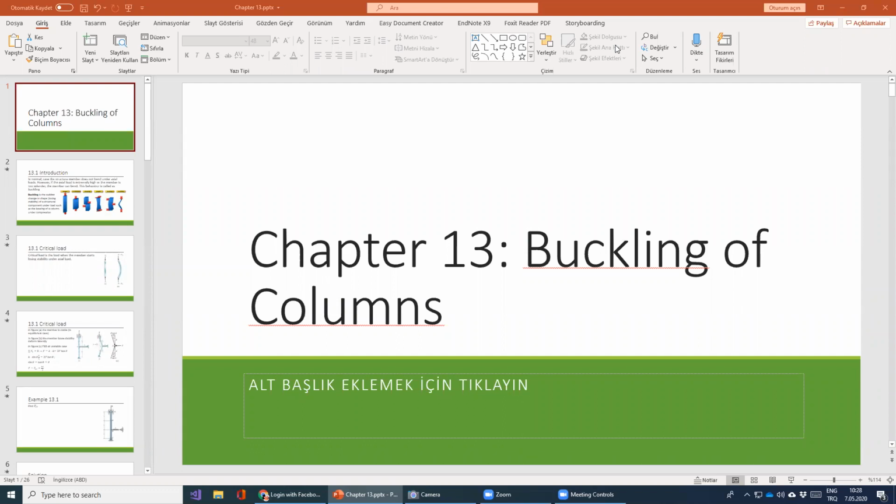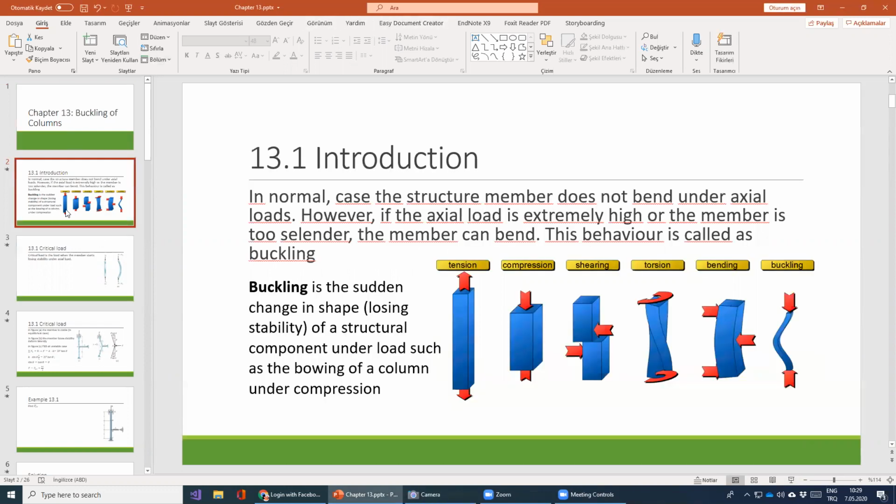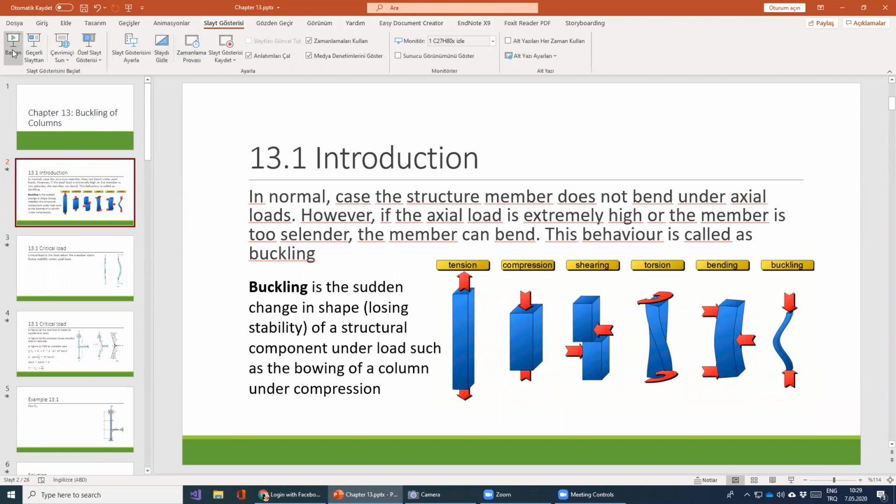Welcome again. Now we will start a new chapter, chapter 13, buckling of columns. First, I want to introduce the definition of the buckling term. Let me go to the slideshow. Yes, here we can start.